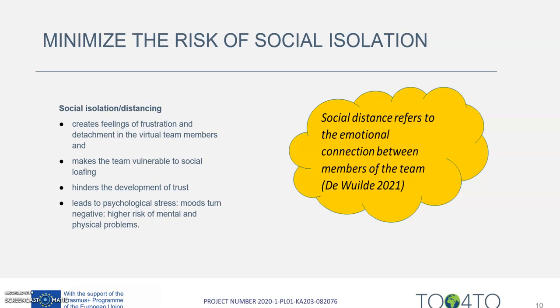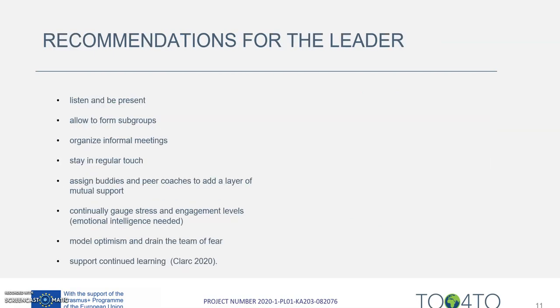What about then how to minimize the risk of social isolation, which can really lead to frustration and detachments? So it's important to think about how to prevent this social distance, because then if they become emotionally distant from the team, this can lead to inefficiencies within the team and of course even psychological stress. So what are some of the recommendations?